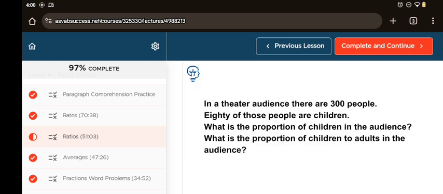In a theater audience, there are 300 people. 80 of those people are children. What is the proportion of children in the audience? What is the proportion of children to adults in the audience?